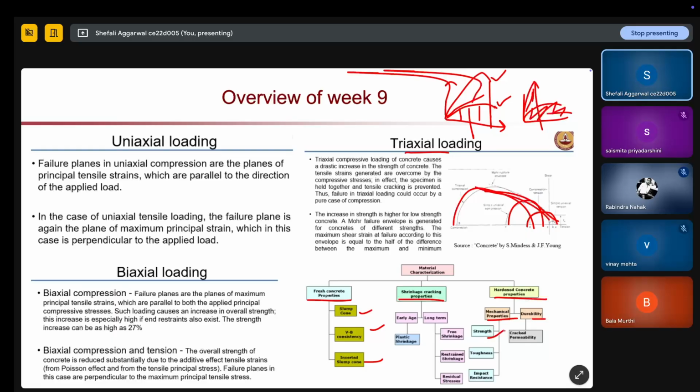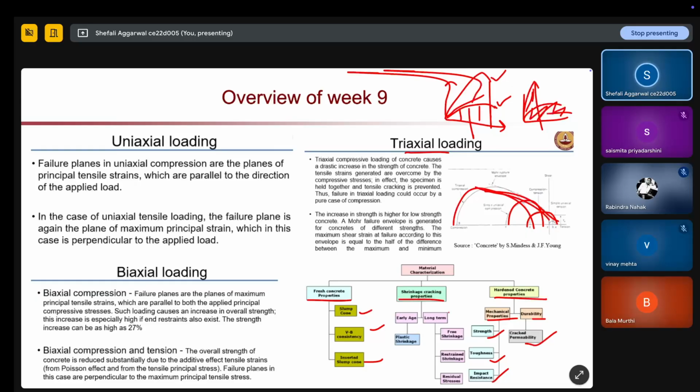Mechanical, strength, toughness, impact resistance. In durability, we will mainly discuss permeability, or it can be corrosion resistance also. And then about shrinkage. In shrinkage, we have 5 types of shrinkage.